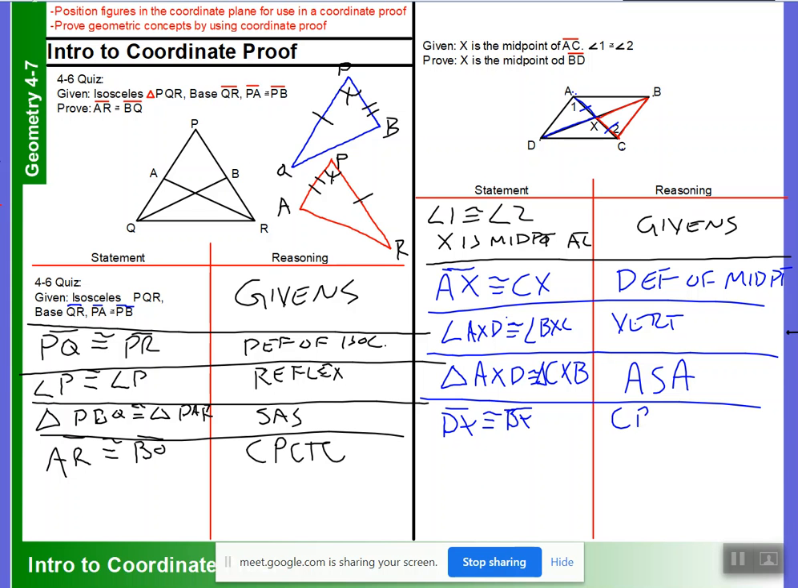But after that, then we would have to say X is the midpoint because it's in the middle of two congruent segments. And what was the reason? That's just the definition. Definition of midpoint, yeah. All right. That's it. Yay.